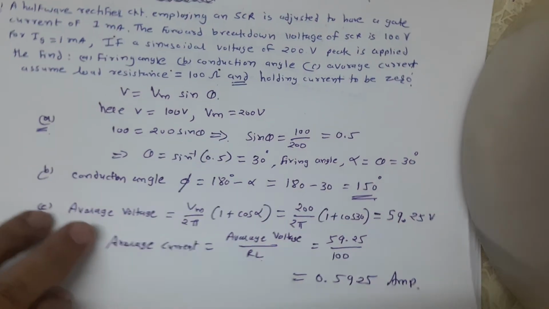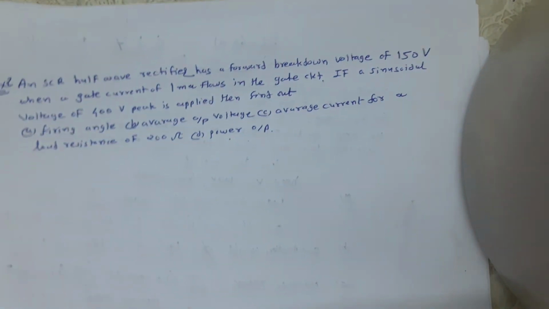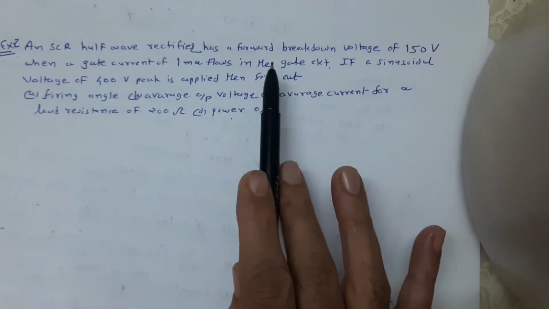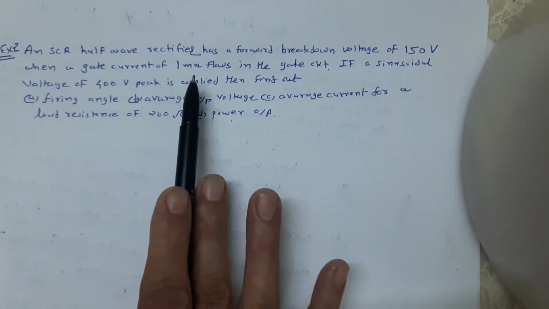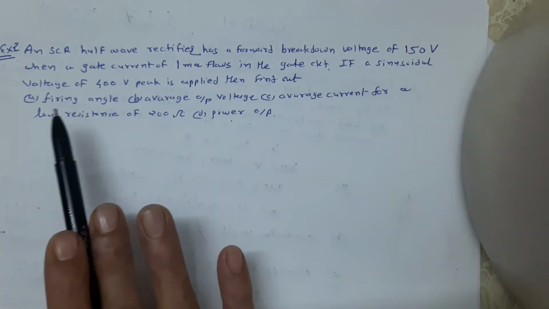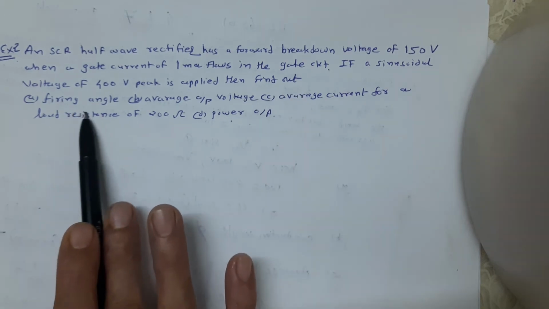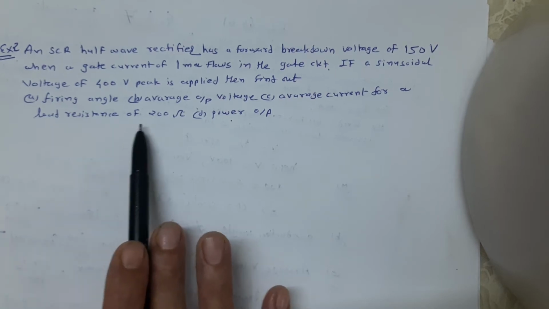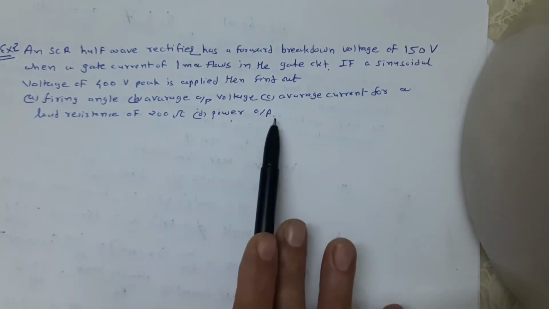The second example is: an SCR half wave rectifier has a forward breakdown voltage of 150 volt when a gate current of 1 milliampere flows in the gate circuit. If a sinusoidal voltage of 400 volt peak is applied, then find out A, the firing angle, B, average output voltage, C, average current for a load resistance of 200 ohm, and finally D, find out the power output.